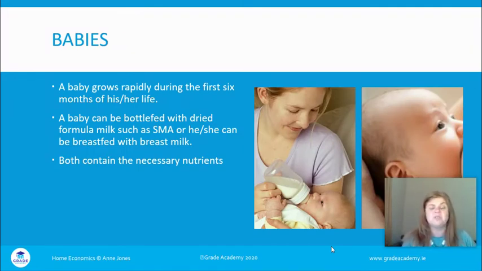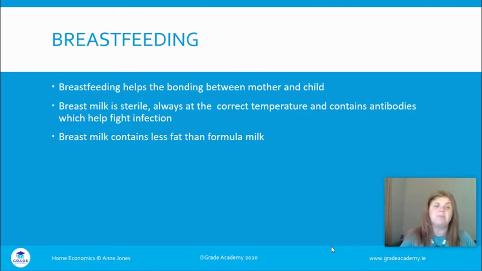So then we move on and we look at babies and what do babies need. During the first 6 months of a baby's life, they grow rapidly. You can see that when you look at a newborn baby and then when you look at a 6-month-old baby and just the difference between them. Babies have two options. They can be bottle fed with a dried formula milk, such as something like SMA, or they can be breastfed with breast milk. Both will contain the necessary nutrients.